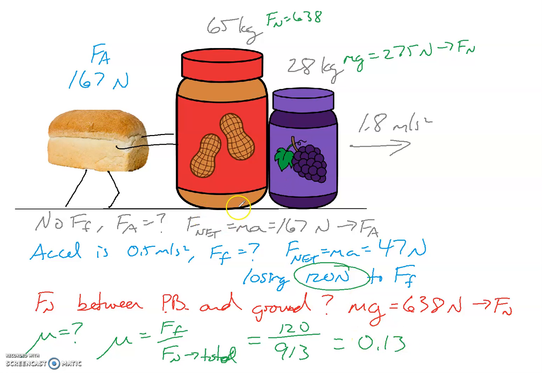Again, you could have done the friction separately for each one. I just treated them as one gigantic mass since they're on the same surface, same coefficient and all that kind of stuff. It just made it a little bit easier that way. And the coefficient would be 0.13.